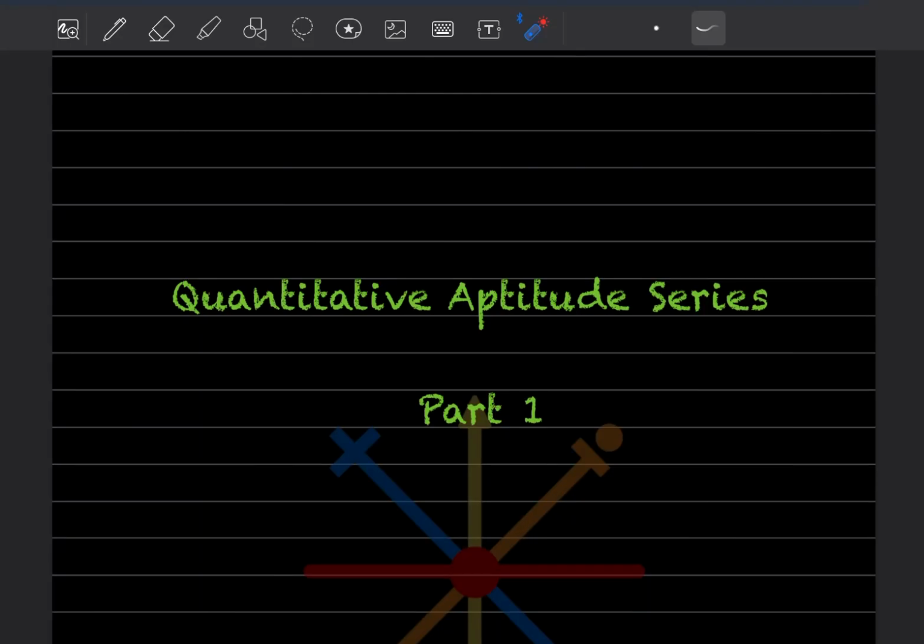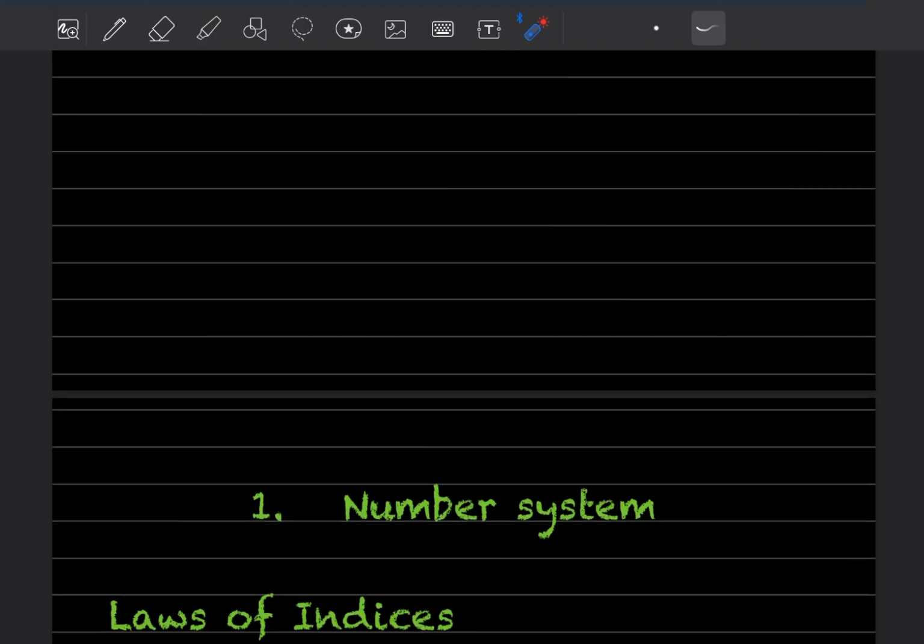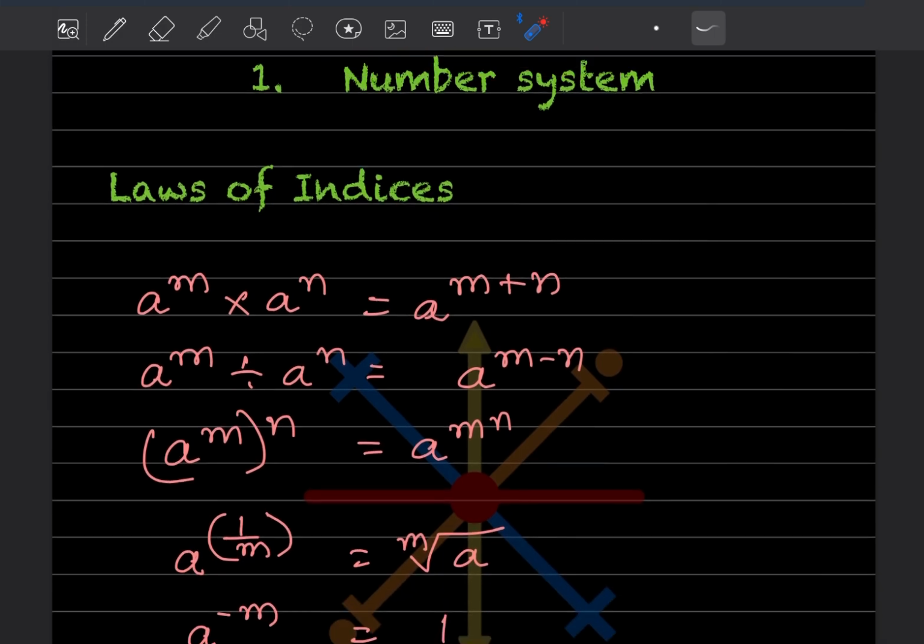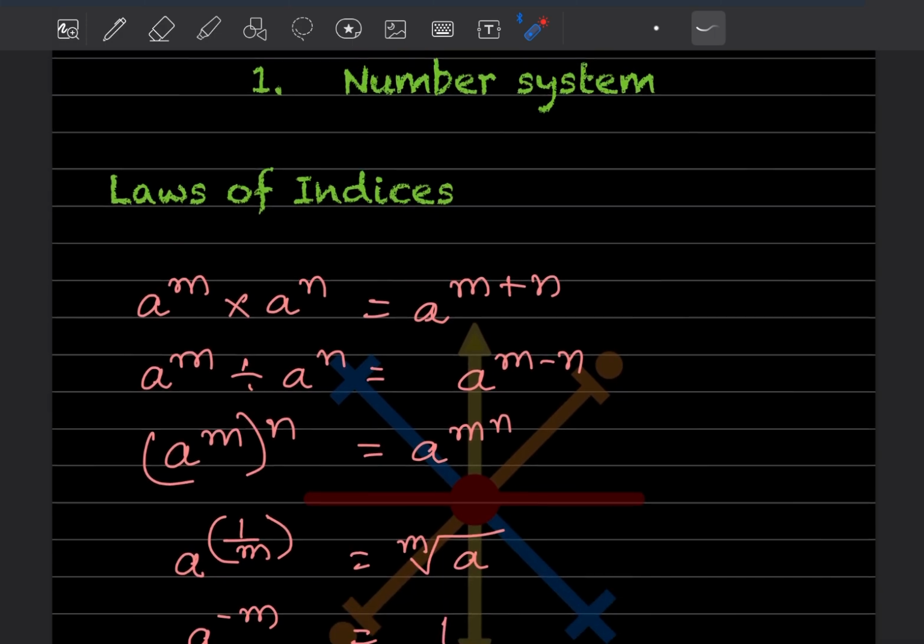Today we are going to start with a new series of quantitative aptitude. So we'll see part 1. Here we are going to see it chapter wise, so we are going to see chapter 1. But today we are not going to complete the chapter, but we are just going to see some basic things which are required in this particular chapter. The name is the number system. So we'll see the laws of indices which are required in this chapter.